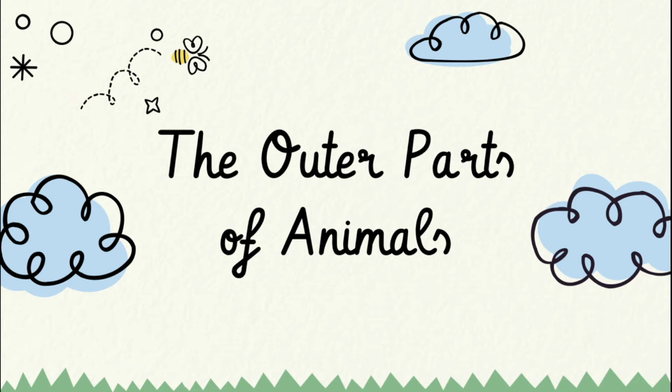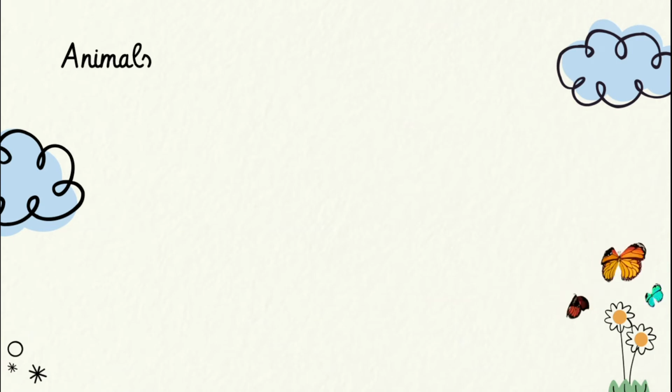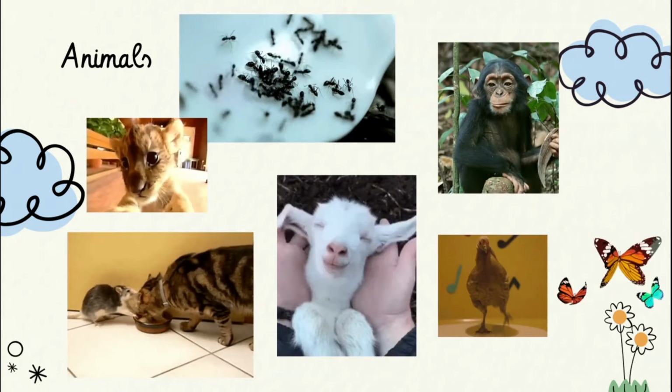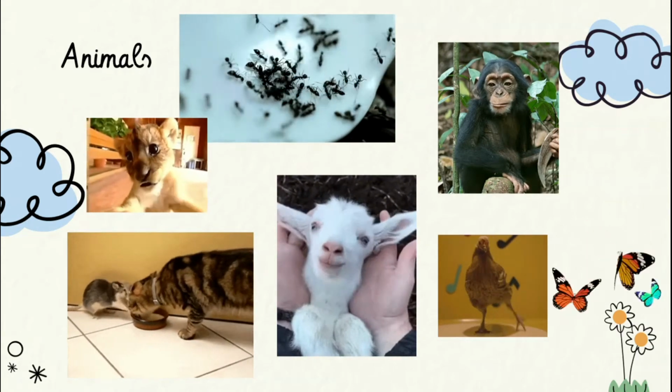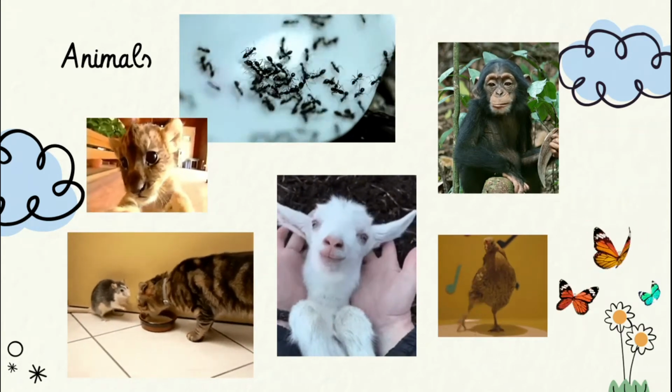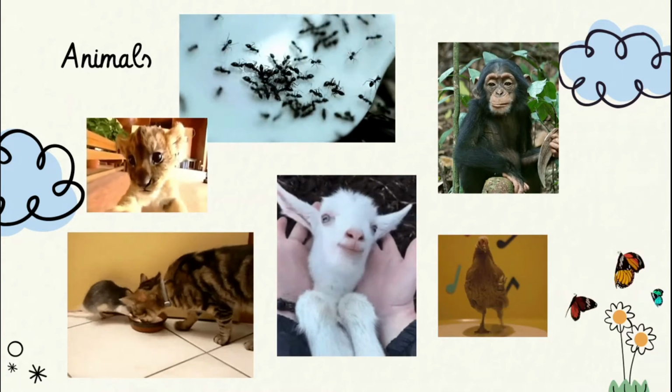And you may know that animals are living things like humans, but their outer parts and functions are different from ours, whether it is the look or the function. Let me show you these animals on the screen. As you can see, ants, a monkey, butterflies, a chicken, a goat, a cat and a rat, or a baby lion.